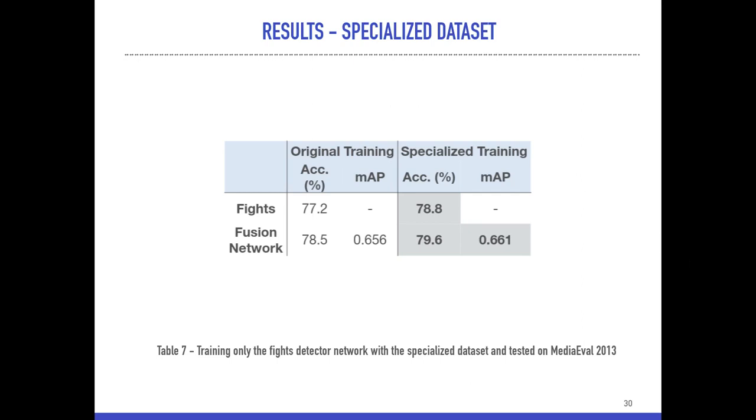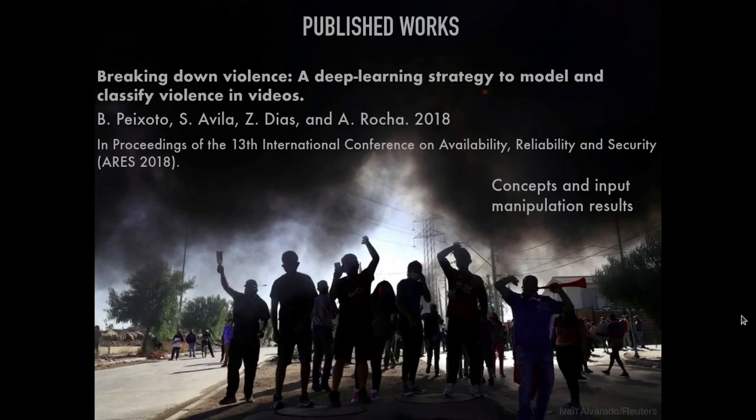Each step of this work resulted in a different published paper. The first one, detailing the first steps to break down the violence concept into more objective ones, had our first attempt at input manipulation with the trough combinations. It was presented in the NARIS conference in 2018.